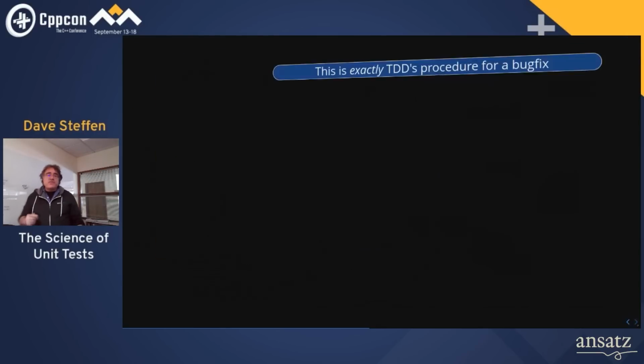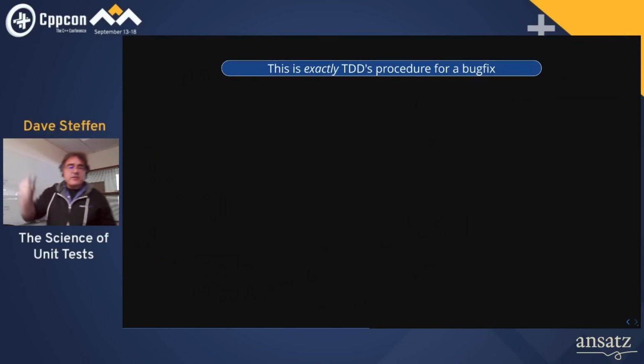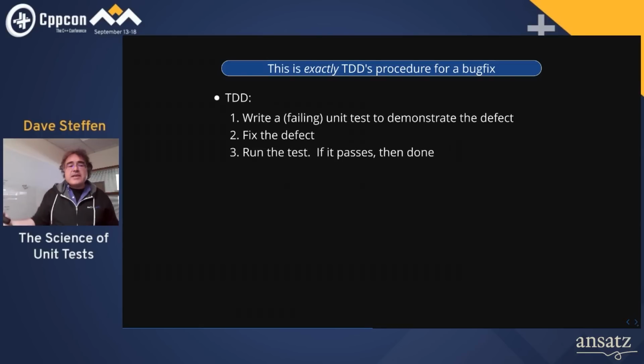And I've got news for you. This is test-driven development. What do you do in test-driven development? Okay, you write a failing unit test to demonstrate the bug. You fix the bug. You rerun the unit test and watch it turn green, right?